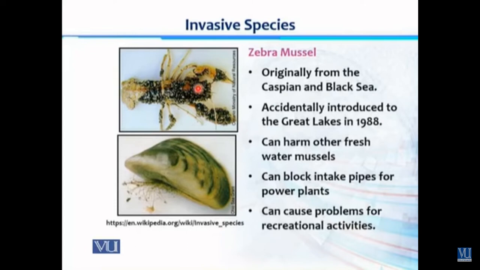They start growing, reproducing, over consuming and over exploiting the food resources and other resources, for example shelter, and they outcompeted the native species. So they harm other species of freshwater mussels. They can even block the intake pipes of the power plants working in that sea, and they can cause problems in recreational activities as well.